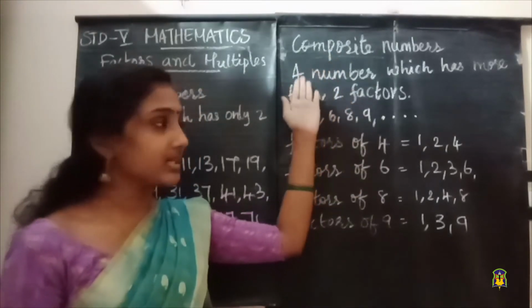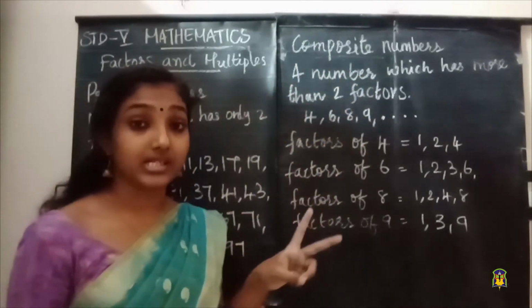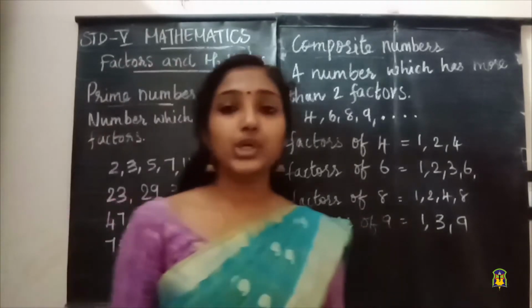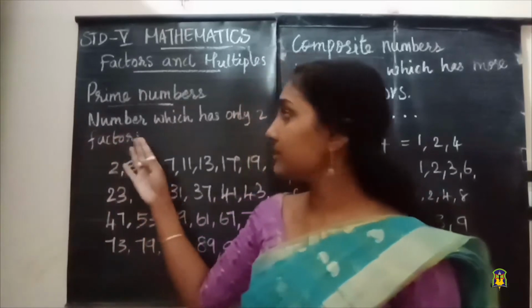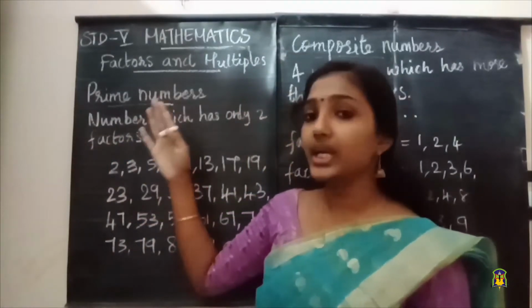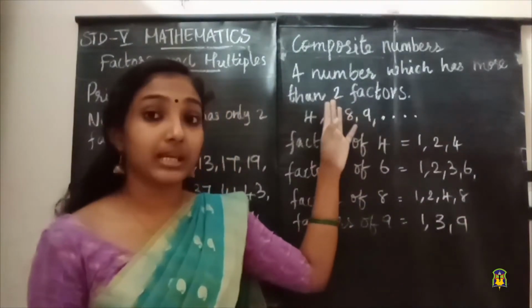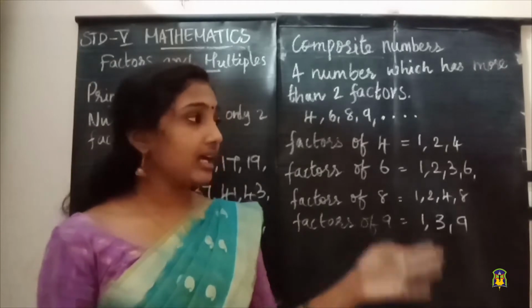Okay, so what are composite numbers? The numbers which have more than 2 factors are called composite numbers. Okay, so we studied prime numbers and composite numbers. Prime numbers are the numbers which have only two factors, and composite numbers are the numbers which have more than two factors.